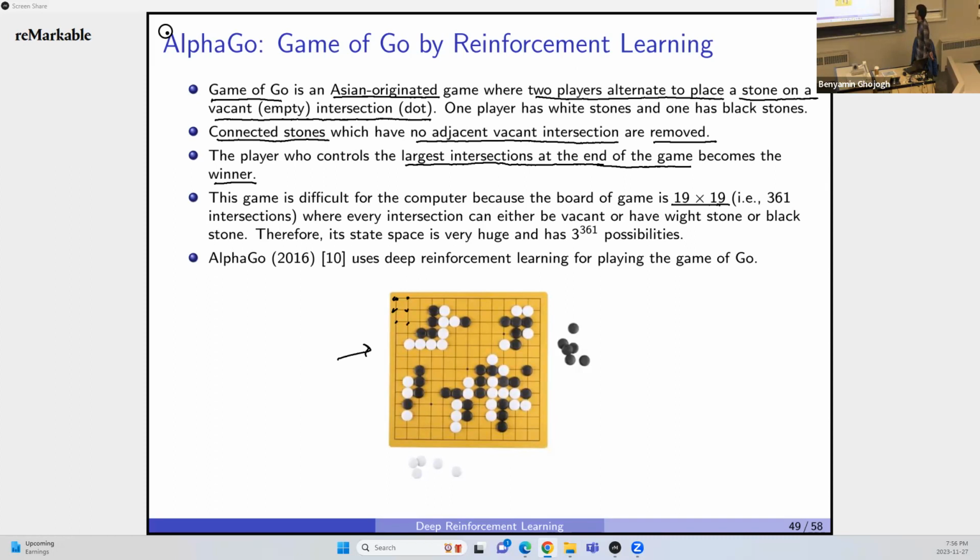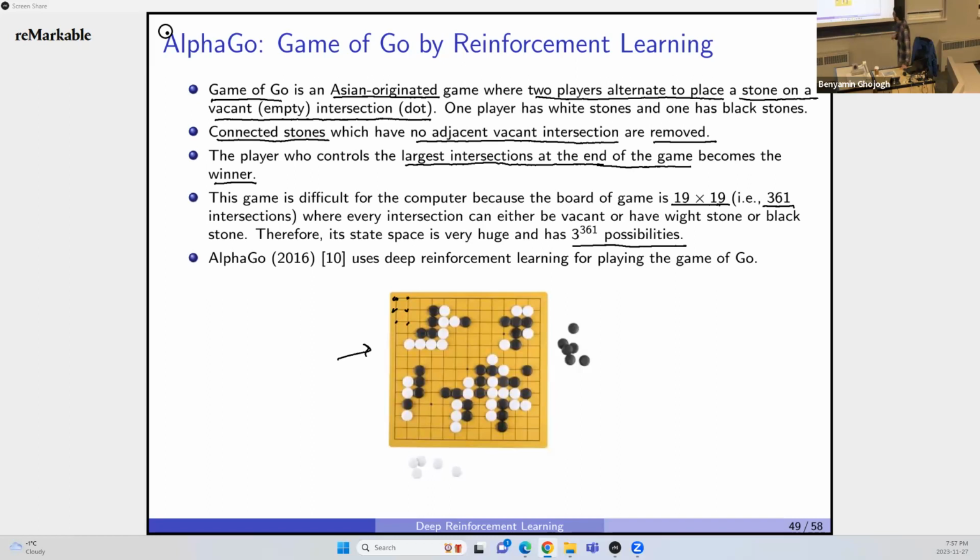Okay. So this game is 19 by 19. It's the board, right? So how many dots do we have? 361. Every dot has three possible states: empty, white stone, black stone. So how many possibilities or states do we have? The state space has 3 to the power 361 possibilities. It's very large, right? I think it's harder than chess. No, I'm not sure about that because chess has more pieces.